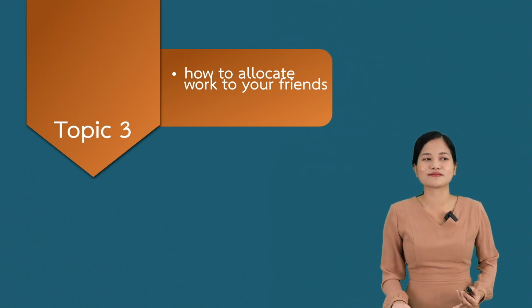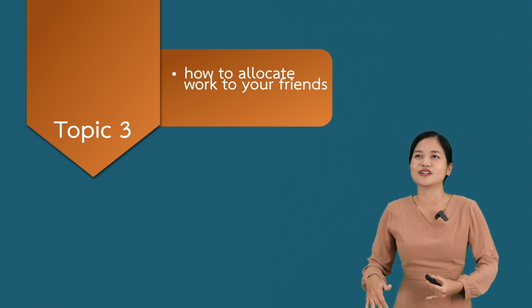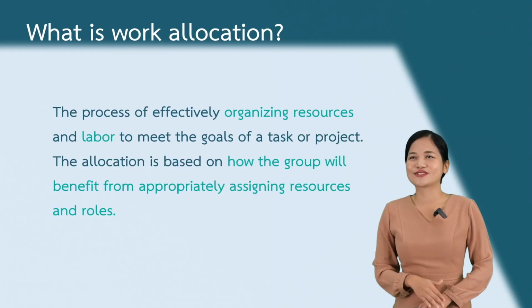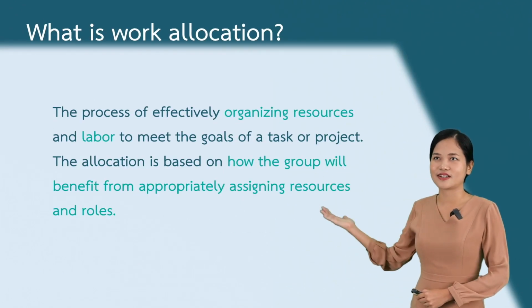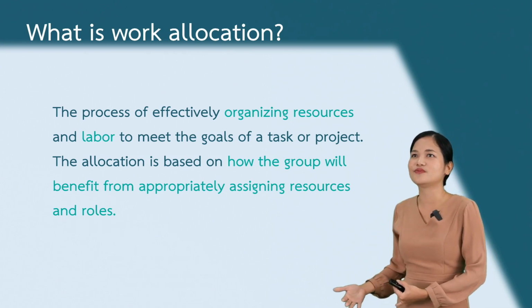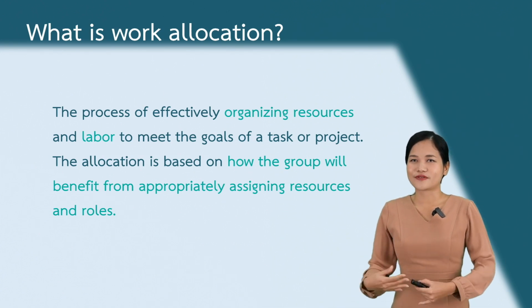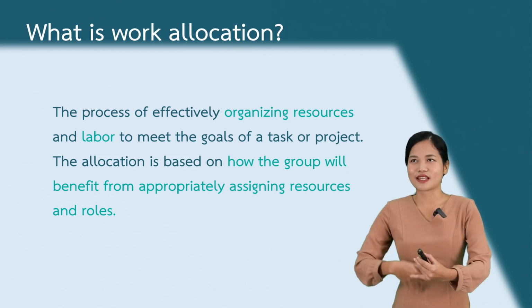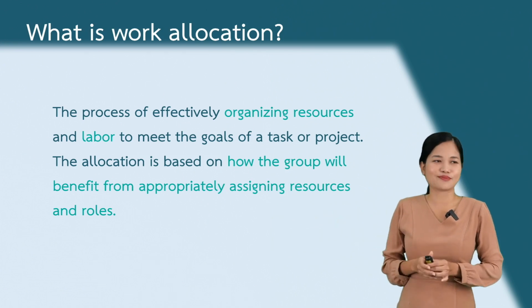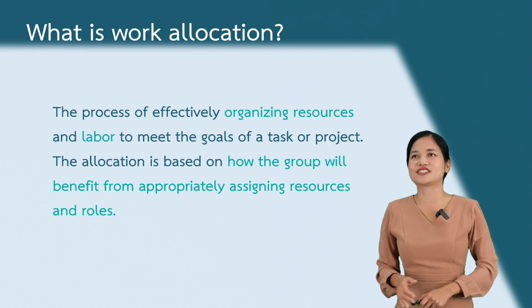When you are in a classroom, sometimes you need to work in a group, right? If you don't want to work alone, you need to know how to manage the work for your friends, how to allocate work to them. So I recommend you take a look at this definition. What is work allocation? It is the process of effectively organizing resources and labor to meet the goals of a task or project. It means how you and your friends manage to work together. You allocate this part of the work to this friend and that part to another friend. This is how you can work in a team. It is called work allocation.